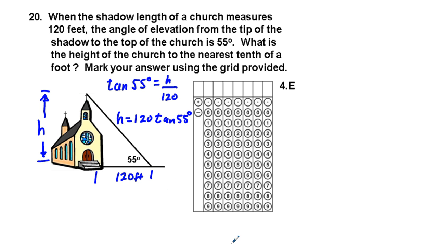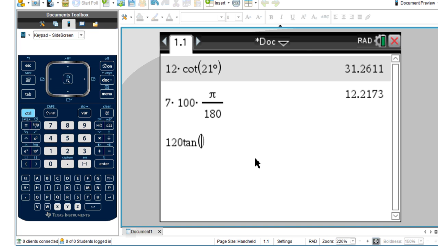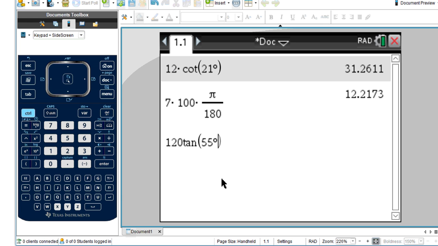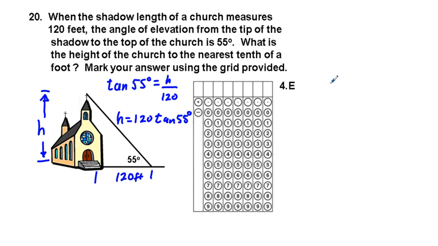Okay, let's look at that calculator. 120 tangent 55, and again our calculator's in radians, so we add a degree symbol to make sure we're going to get this right. So we get 171.378.